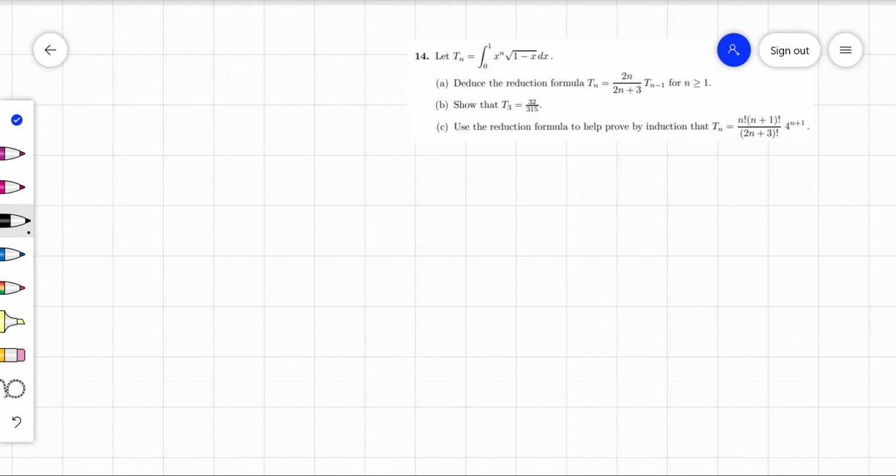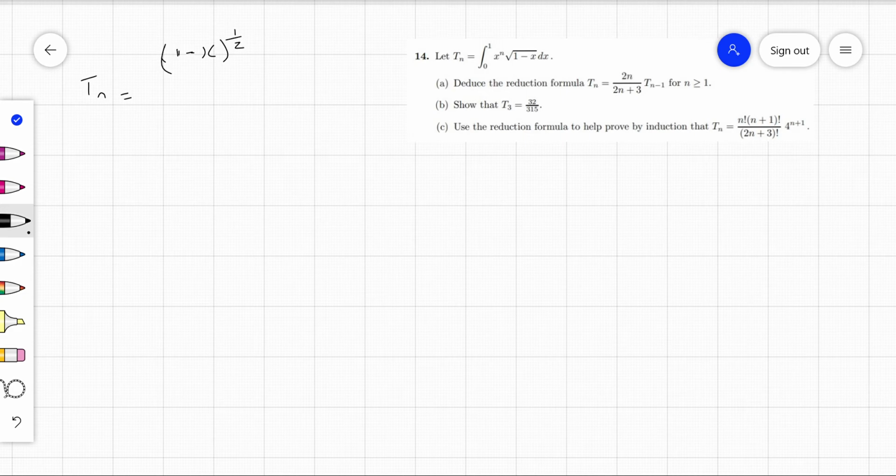Really what I'm doing here. So, deduce the reduction formula. All right, and we want a Tn minus 1. So I'm going to save that x to the n for differentiation, and I'm going to then integrate the 1 minus x part to the power of a half. I'm going to integrate that one.